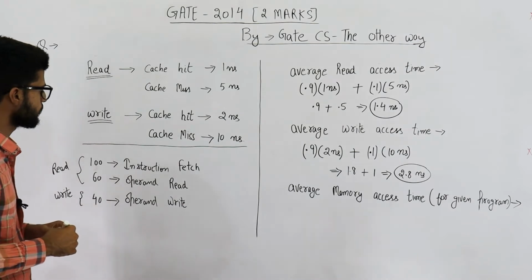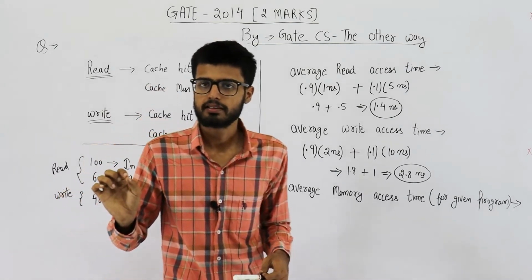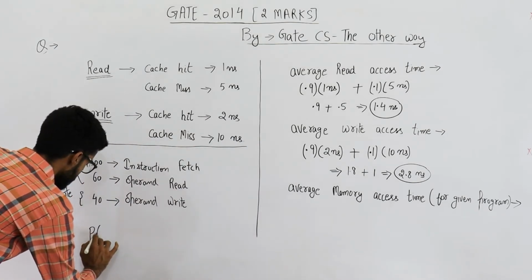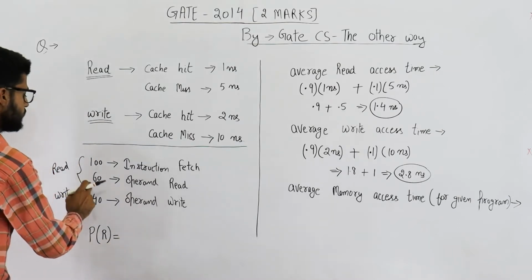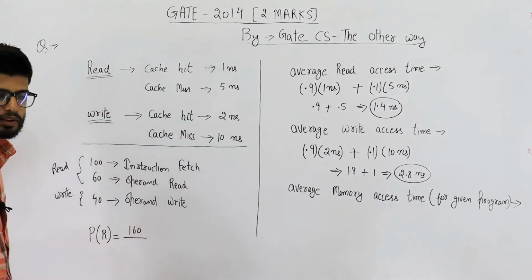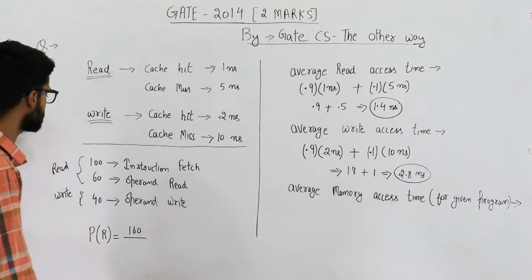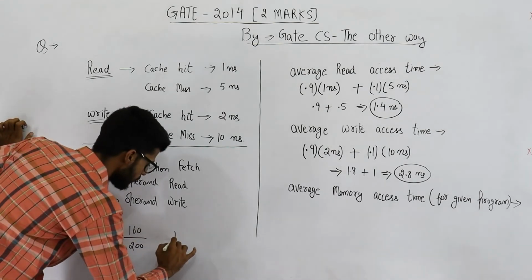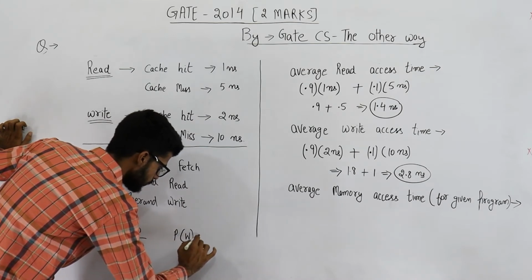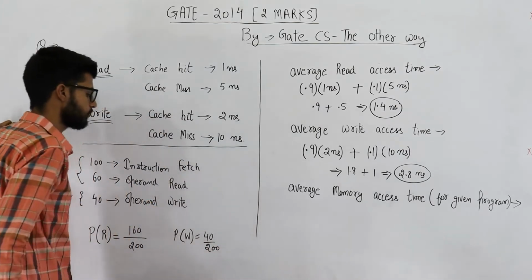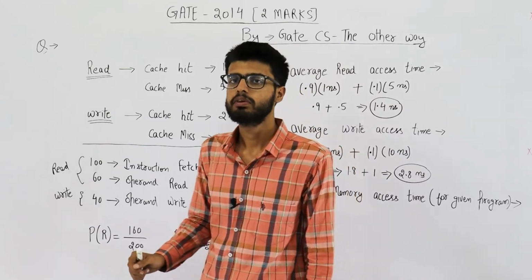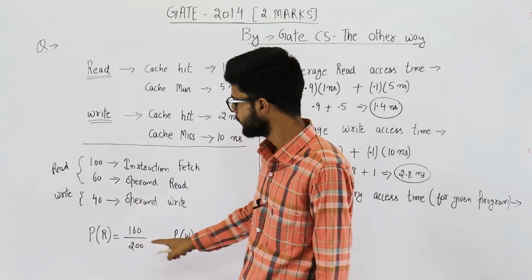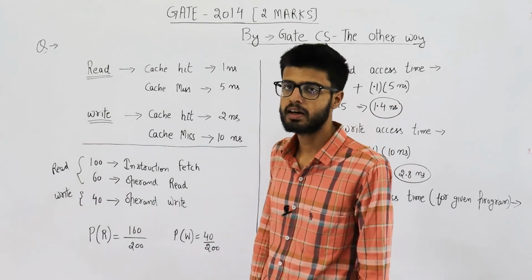That means the probability of a memory access being a read access will be 160 divided by the total number of accesses. Favorable cases divided by the total number of cases. Total number of cases here are 200, because the sum is 200. Similarly, the probability of an access being a write access will be 40 by 200. This means if a program makes 200 memory accesses, these are the chances of any access selected at random being a read access, and these are the chances of it being a write access.